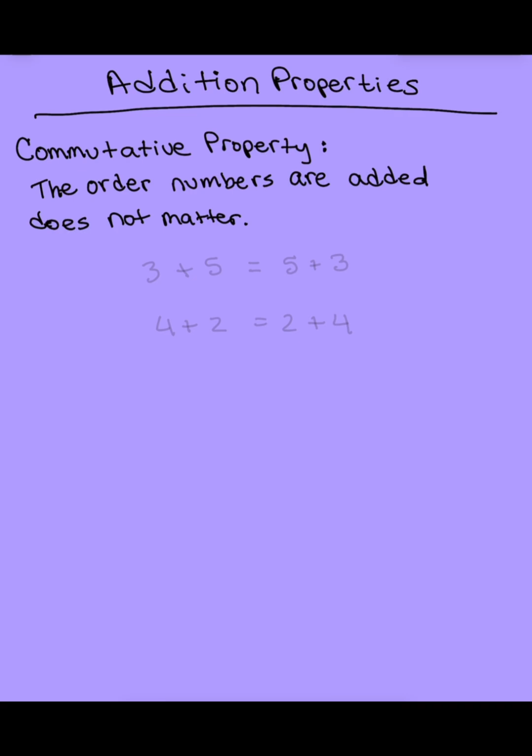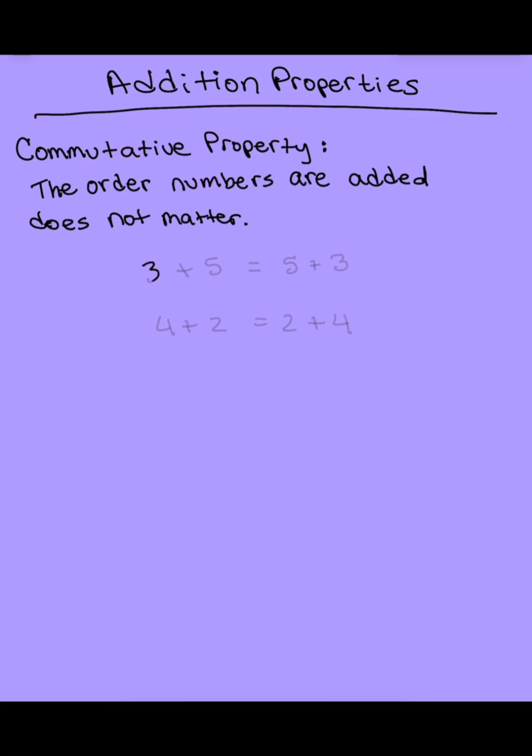This week we're going to be talking about addition, multiplication, and division properties and rules. First, let's start with addition properties, and we're going to be talking about the commutative property, which we touched on in a previous video, but we're going to talk about it more extensively in this video. The commutative property means the order numbers are added does not matter.